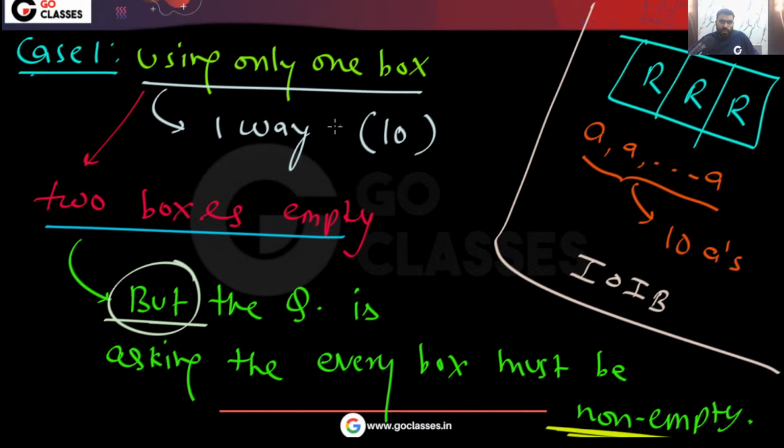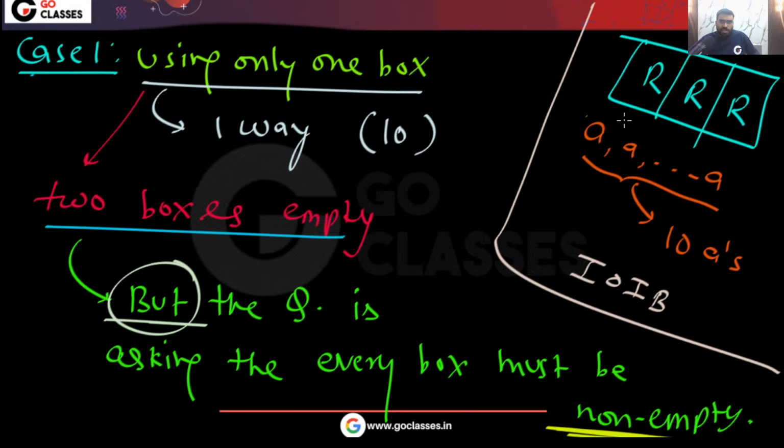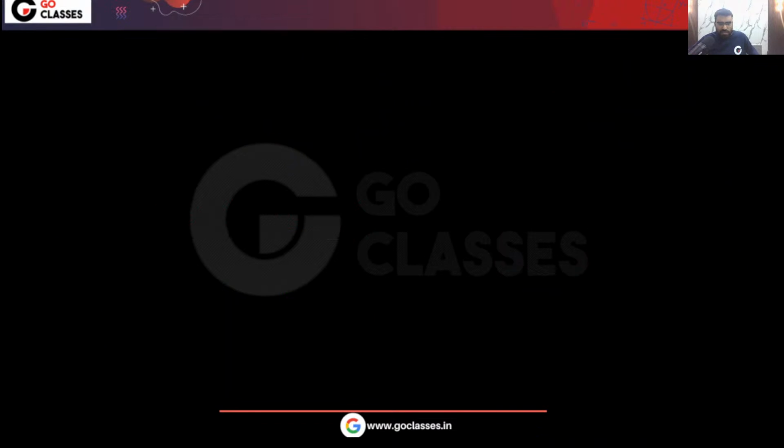If you use only one box, then that will be one way. But you can see this case we don't have to consider because the question is saying that all the boxes must be non-empty. So we cannot consider this case. This case we cannot consider. So this case can give you a silly mistake.